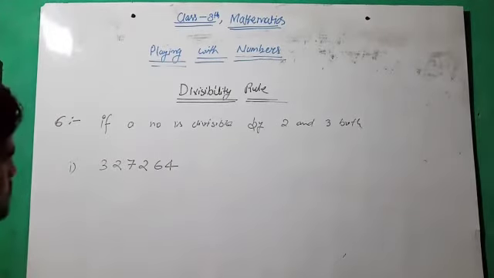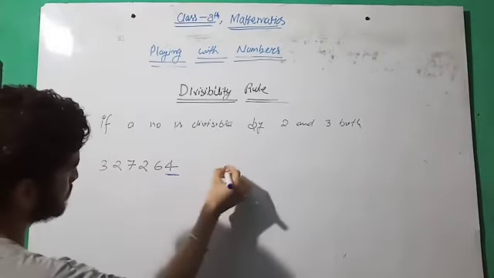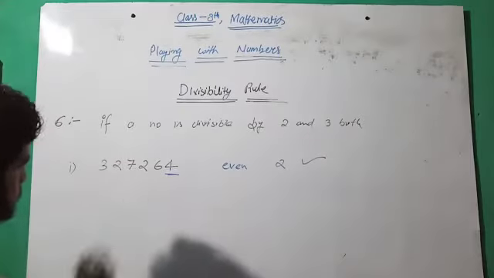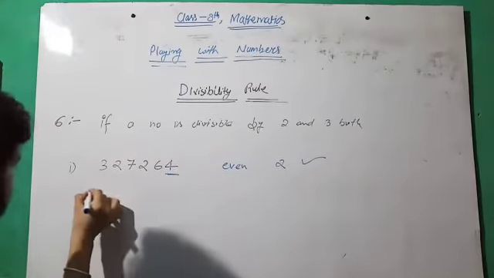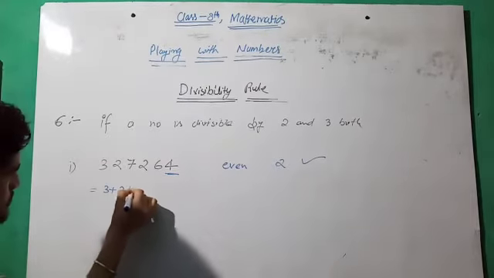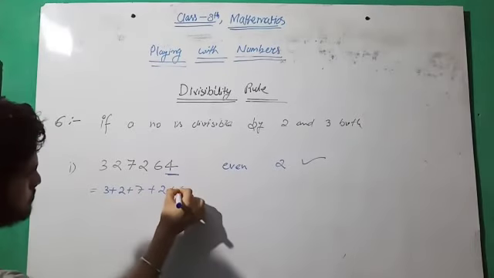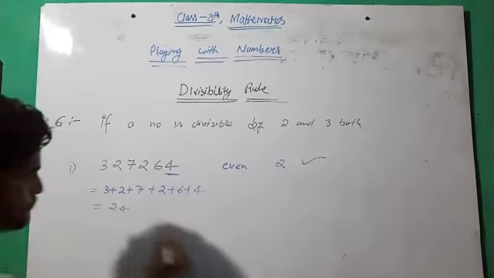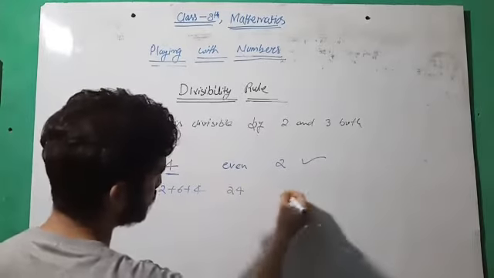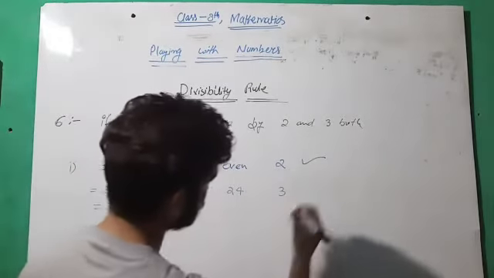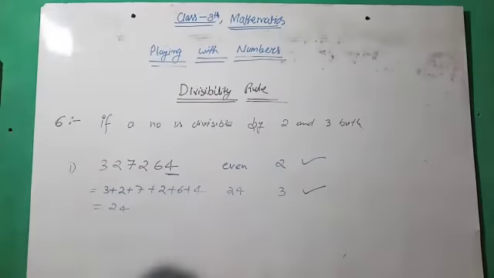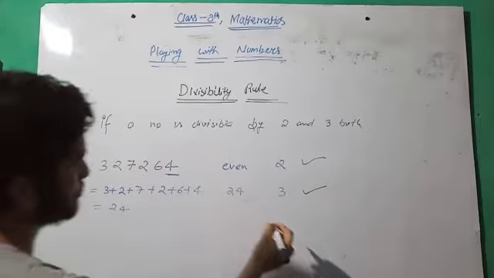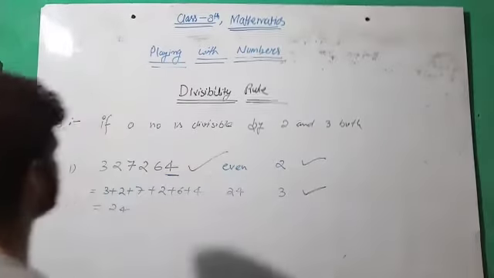The first one is even. Yes, the number is even, so divisible by 2. Now second, digital sum: 3 plus 2 plus 7 plus 2 plus 6 plus 4, that is 24. So the digital sum is 24, it means divisible by 3 also. So if a number is divisible by both 2 and 3, then the number is divisible by 6 also. So the number is divisible by 6.